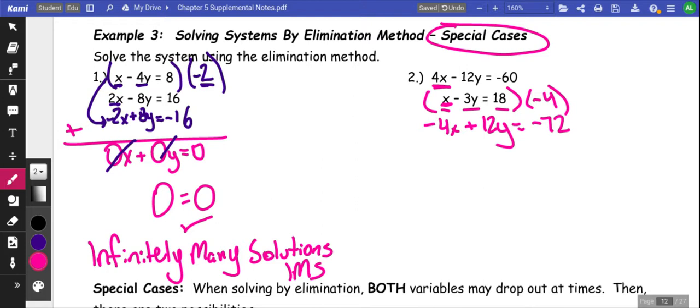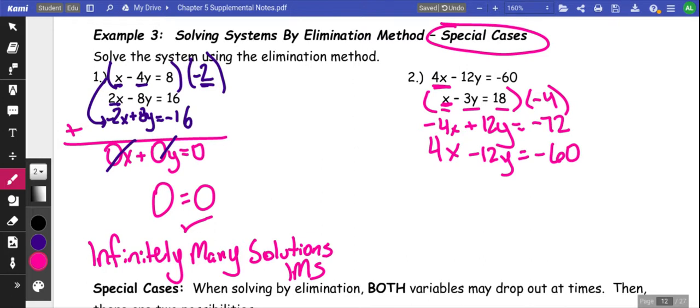All right, I'm just going to rewrite this equation now so we have them both together. You always want to have them kind of lined up so it's easy to see what you're doing. So I'm going to now write that 4x minus 12y is equal to -60.